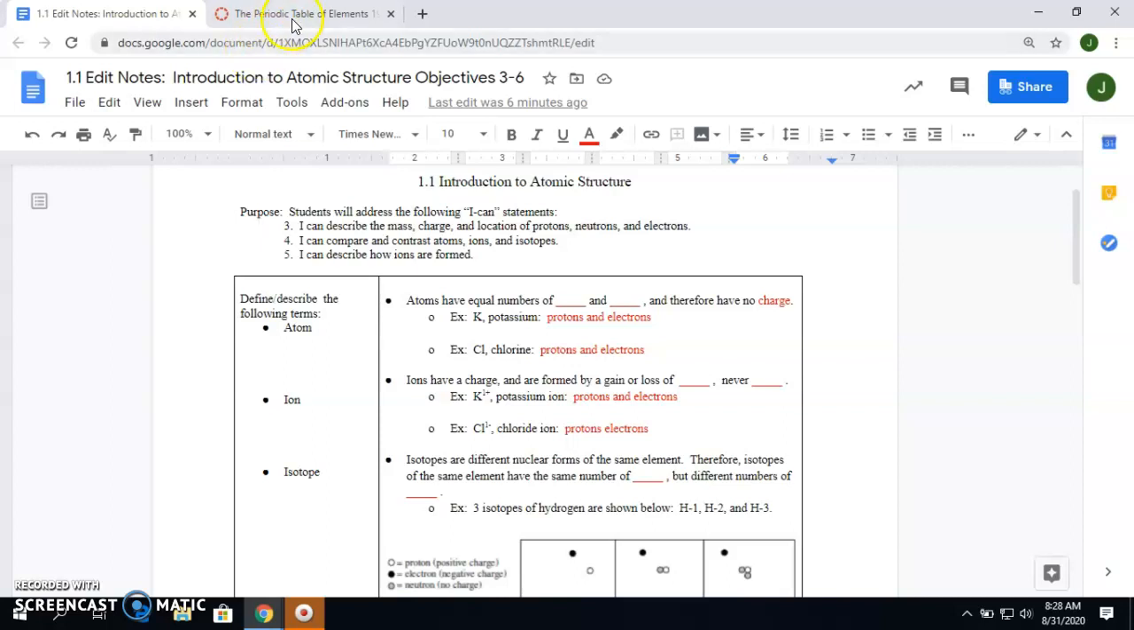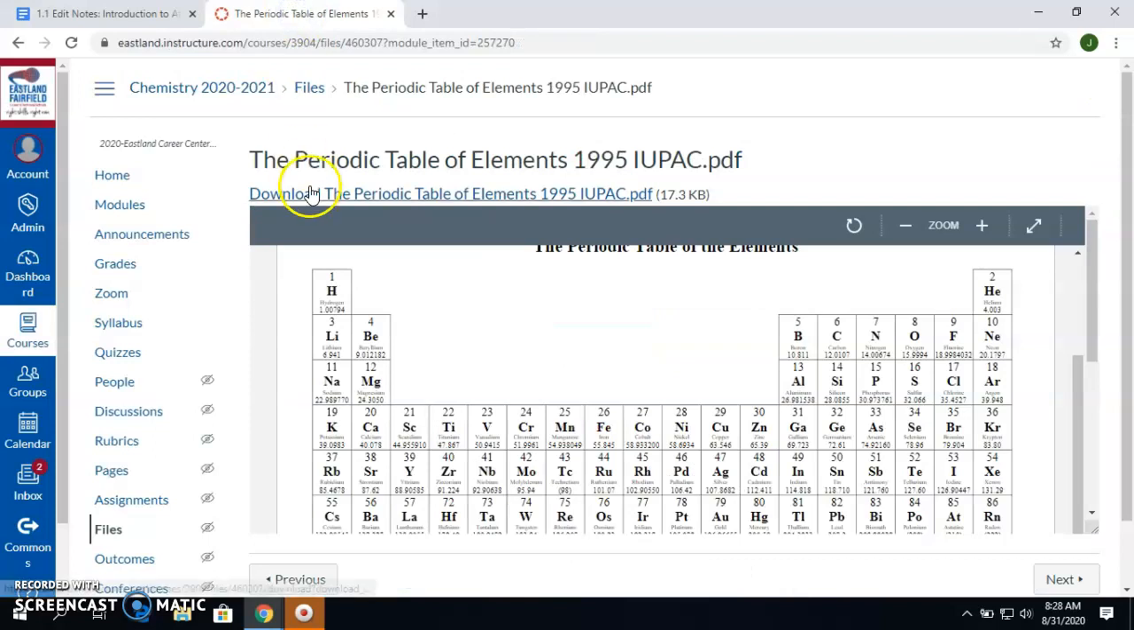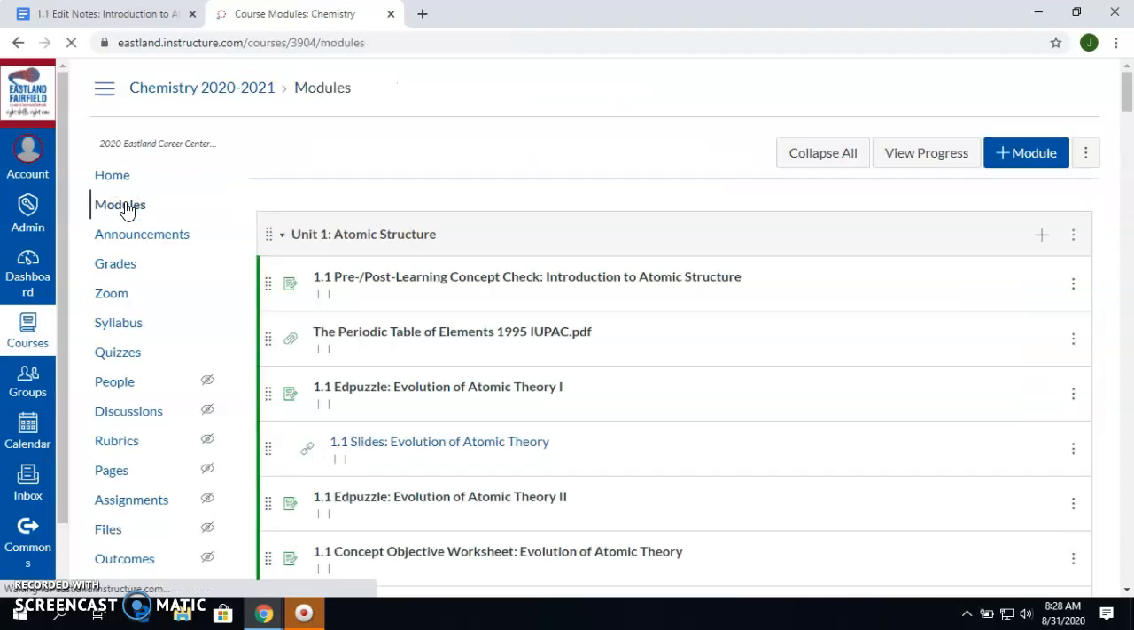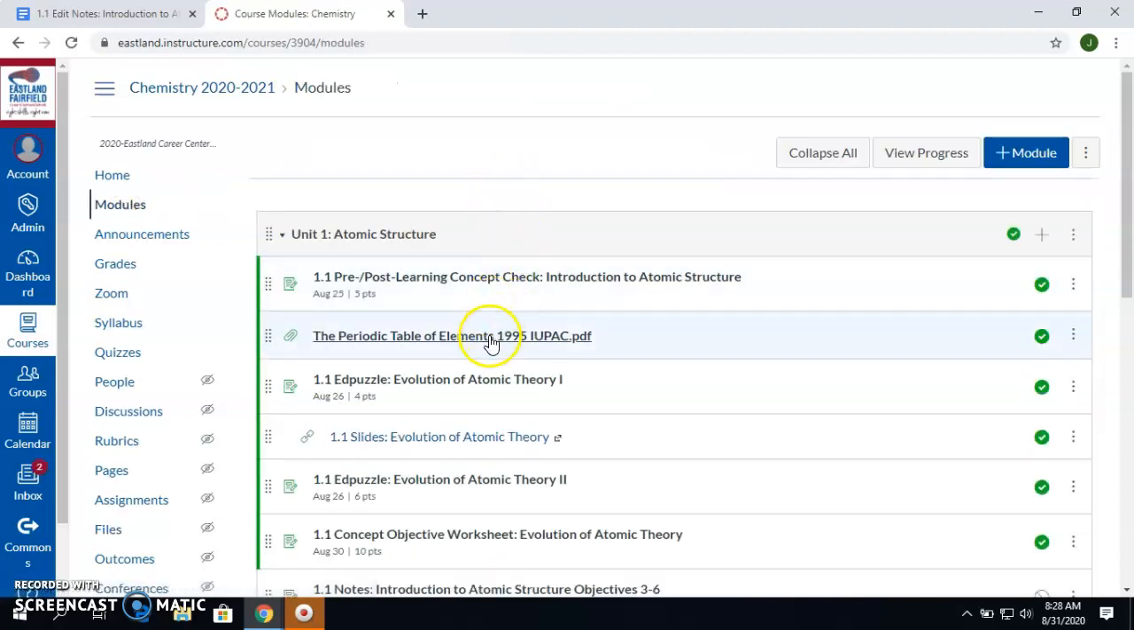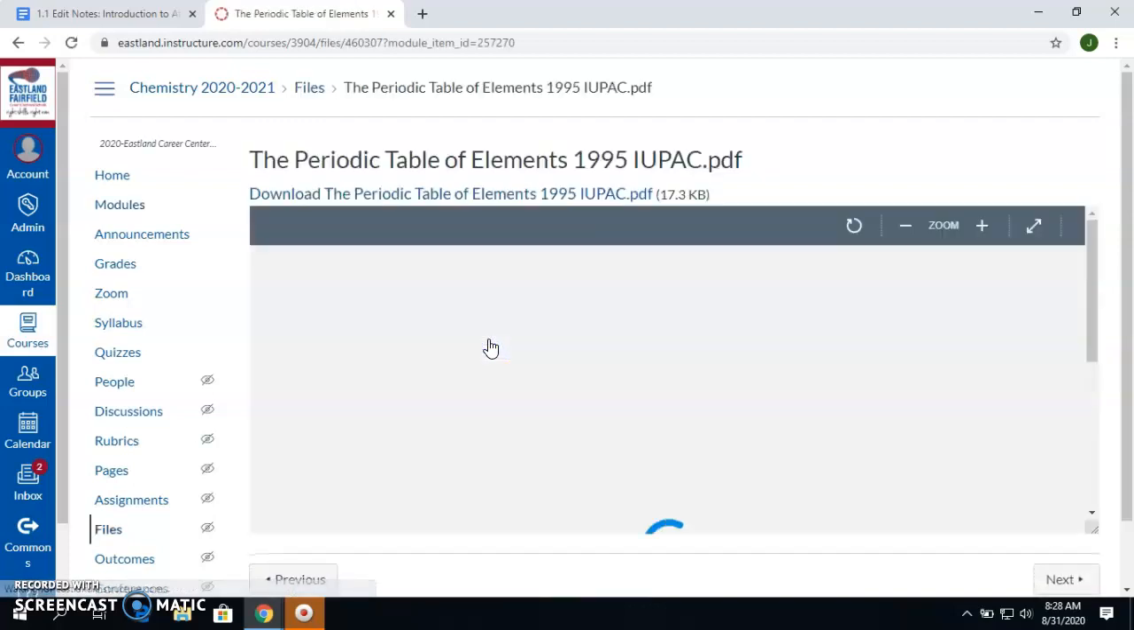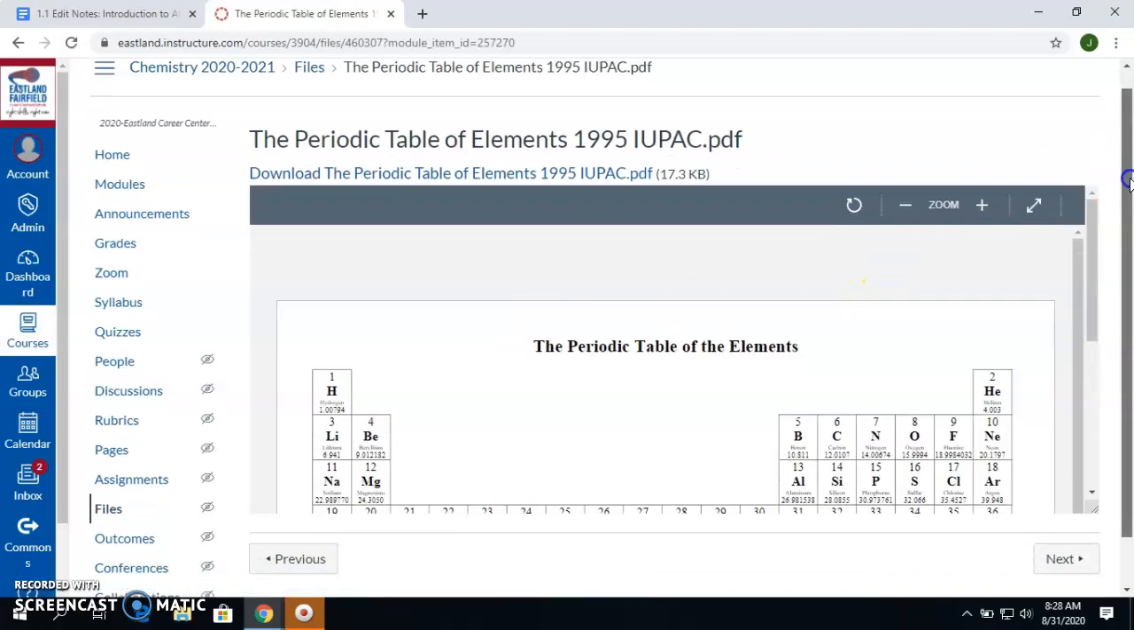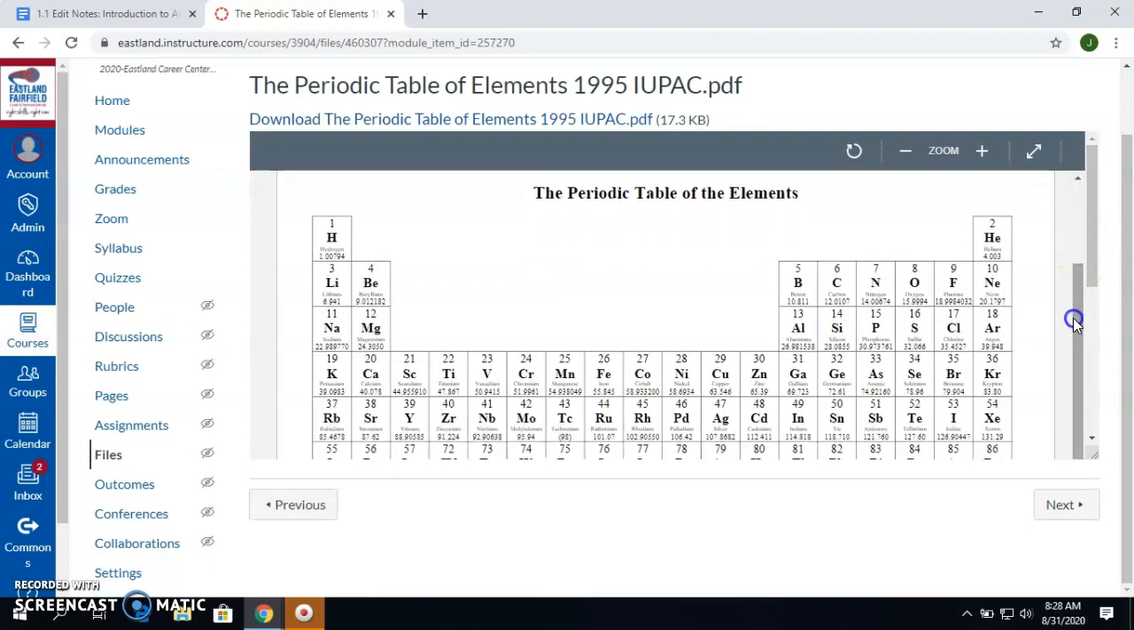Before we get started, make sure that you guys have your periodic table handy. I'm going to show you how to find that. In Canvas, if you click on Modules, it's going to be the second link up top in Unit 1 Atomic Structure, so it's right here. The reason this is important is because on our periodic table, this whole number up on top of the element symbol tells us what's called the atomic number, which is the number of protons inside the nucleus for that particular element. So for example, all boron atoms will have 5 protons, just like all carbon atoms will have 6 protons.